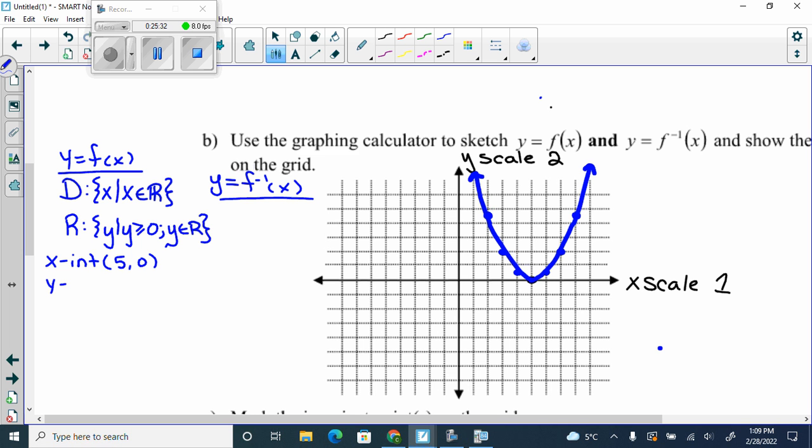What's my y-intercept? How do we find it? Set x equal to 0. So our equation is y equals 0 minus 5 squared. So it's going to equal 25.